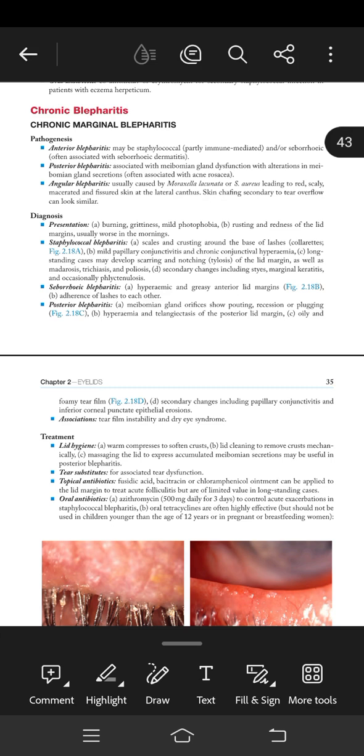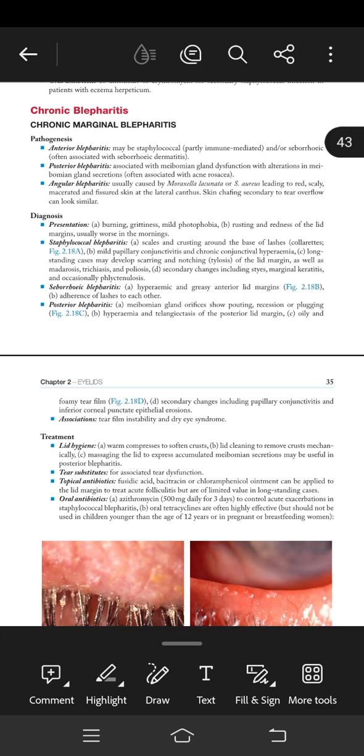So oxytetracycline or doxycycline, this is commonly given in OPDs, 100 mg twice daily for the first week, and then daily for 6 to 12 weeks. Erythromycin once or twice daily is an alternative to tetracycline. A weak topical steroid like FML 0.1% can be given 3 to 4 times daily for 1 week in patients with severe papillary conjunctivitis with marginal keratitis.